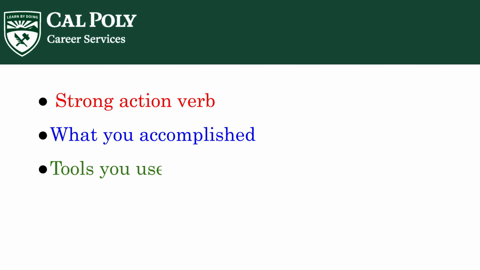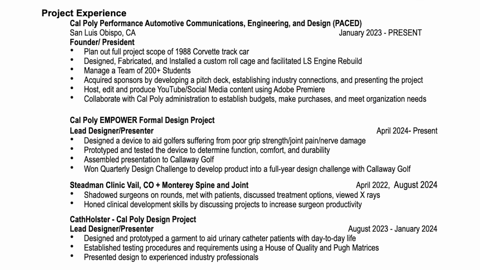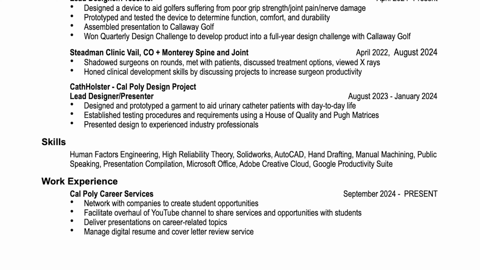Bullet points should follow the following structure: strong action verb, what you accomplished, and the tools you used to accomplish it. For example, developed a device prototype to aid golfers with nerve damage using SolidWorks, 3D printers, a Haas CNC machine, a Pugh Matrix, and a House of Quality. With this format, you can convey a maximum amount of information about your accomplishments and skills in each bullet point.